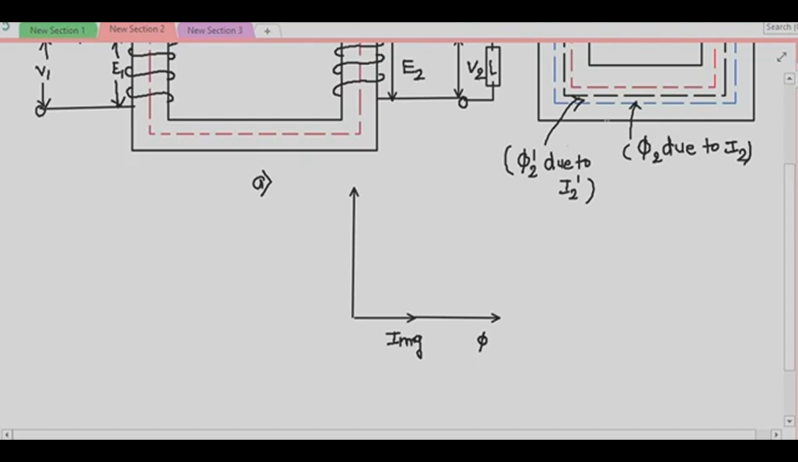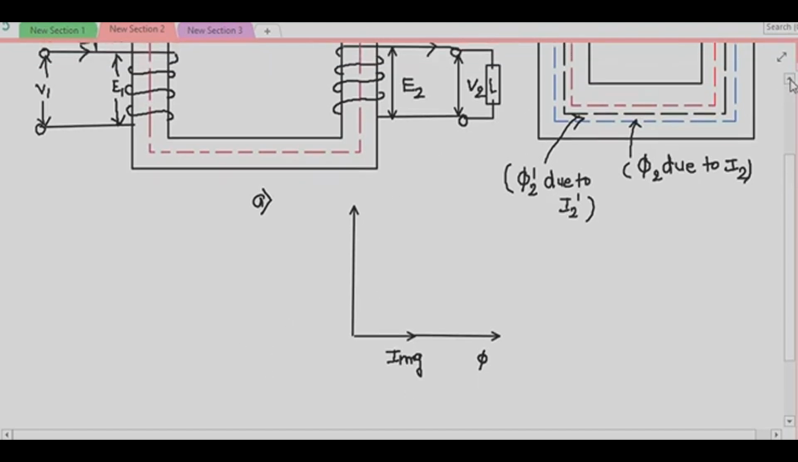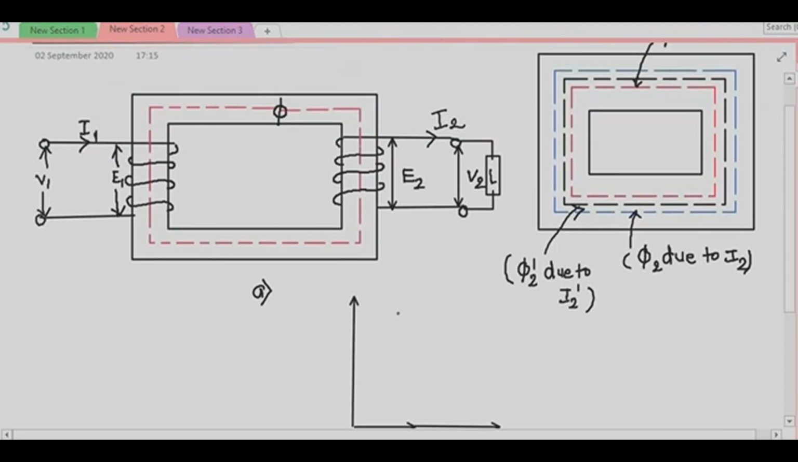Now, when the current is circulated in the secondary winding of the transformer, according to Lenz's law, the secondary current I2 will oppose the cause of producing it. Hence, it opposes the magnetic flux. This effect of opposing by I2 is nothing but the demagnetizing effect of I2. And due to this demagnetizing effect, the flux is weakened and it reduces the amount of the self-induced EMF E2.